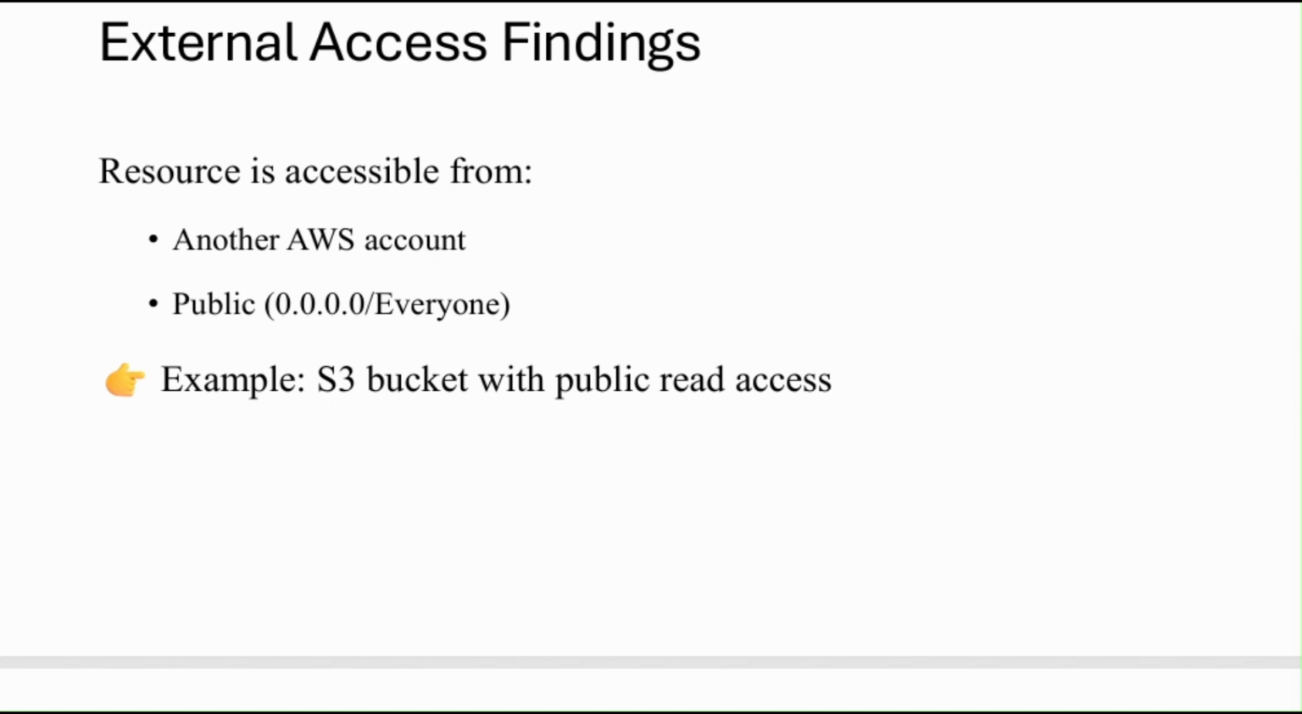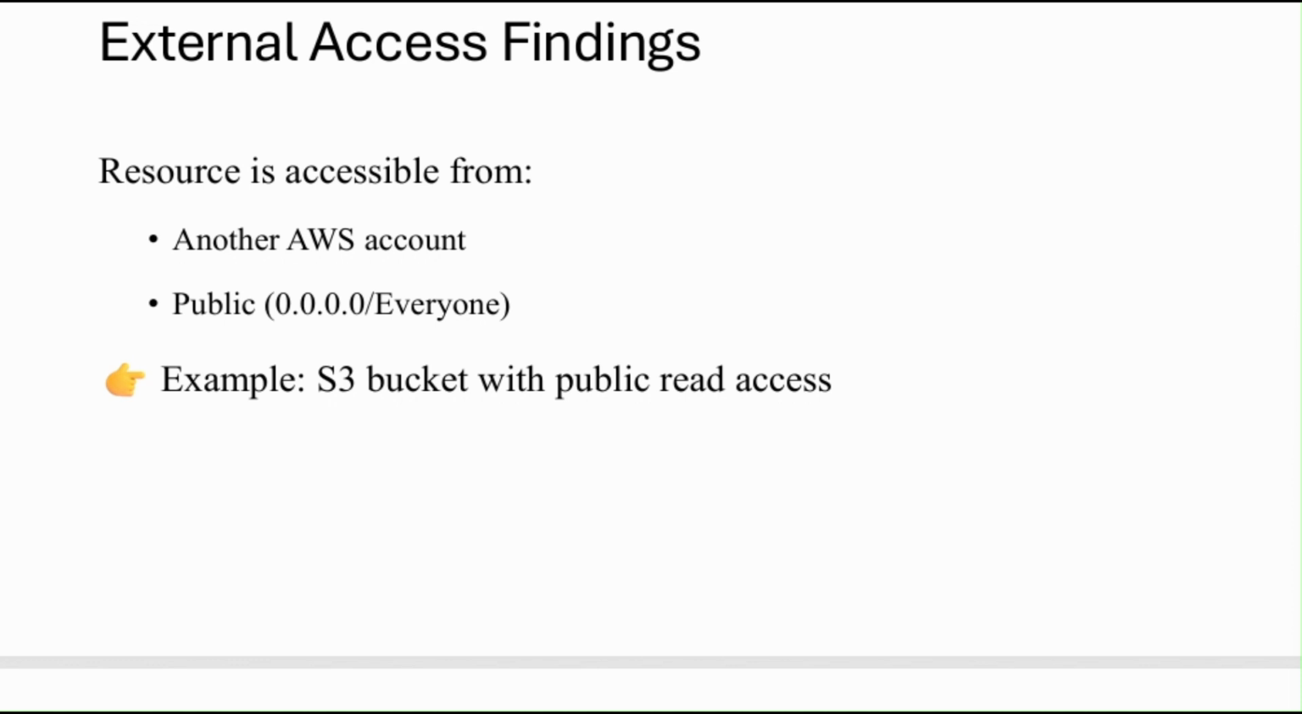Now, let us talk about findings. What is a finding? A finding is when IAM Access Analyzer discovers that your resources can be accessed by someone from outside your account. There are two main types of external access. The first type is access from another AWS account.